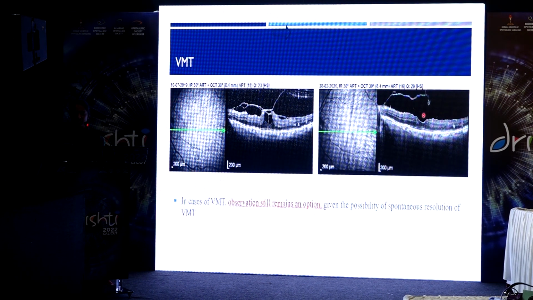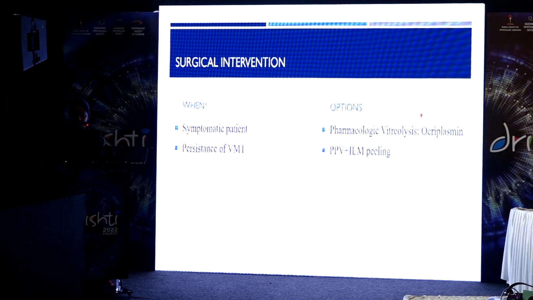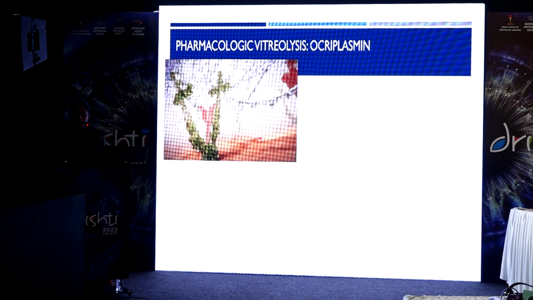But during this interval, the patient should be advised to perform periodic self-examinations; monocular reading or an Amsler grid can be given. So intervention can be considered when the patient is symptomatic, that is with metamorphopsia or blurred vision, or there is persistence of VMT causing distorted vision. So the current options are pharmacological vitreolysis with ocriplasmin or a standard vitrectomy.